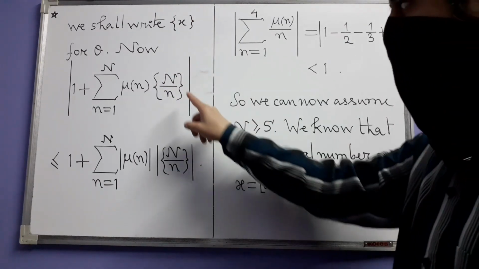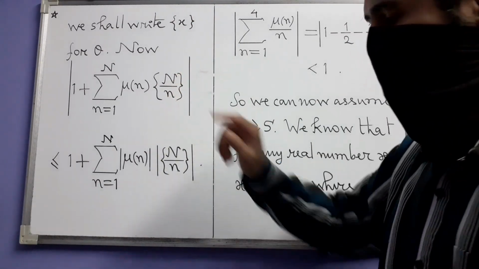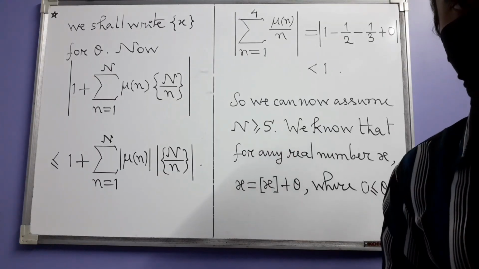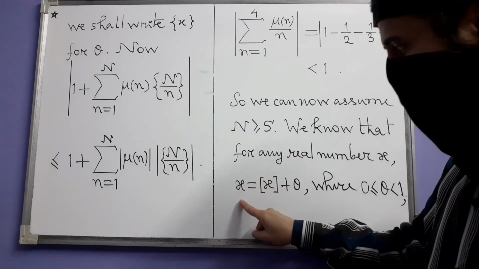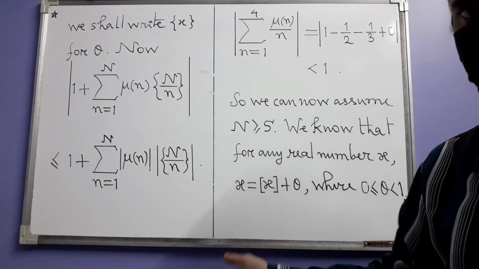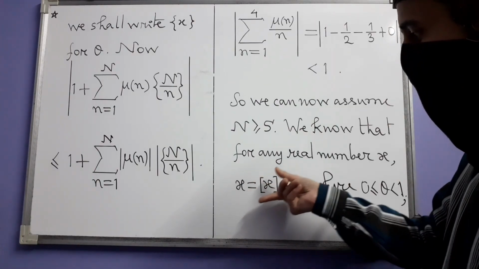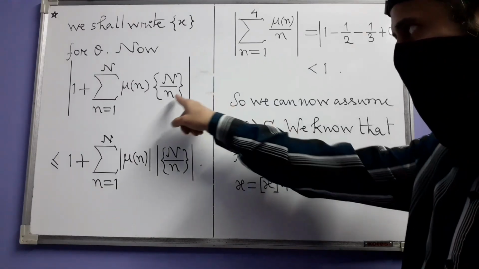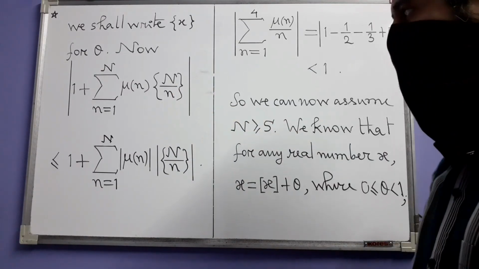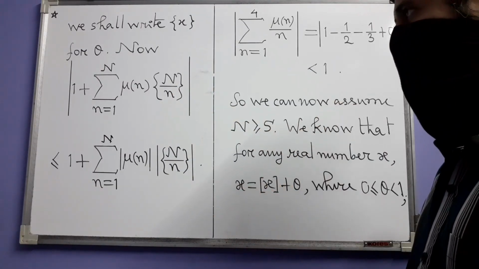So this capital N divided by small n within curly brackets means that when you express capital N divided by small n, think of capital N over small n in place of x as its greatest integer value plus that extra thing. It is that extra thing. So that's what we are considering.